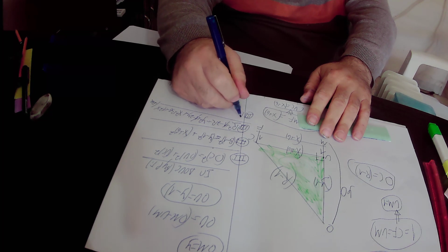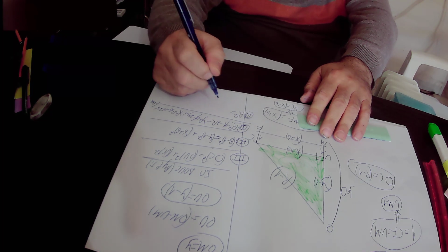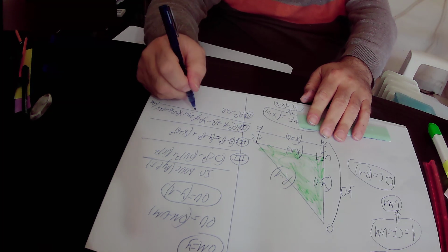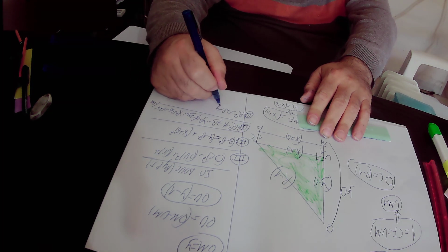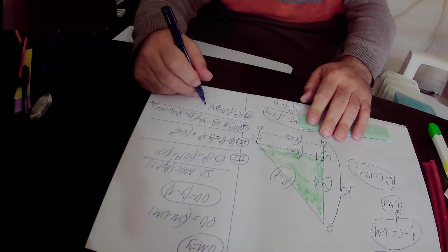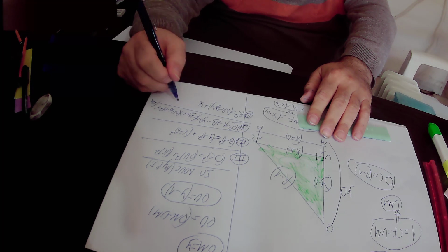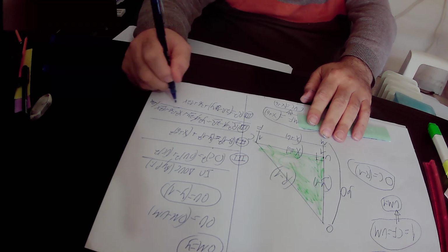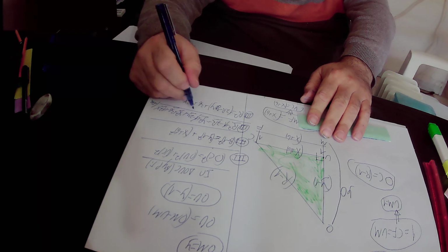R squared equals 2R minus 2Y plus 36 plus 12X plus X squared plus Y squared.